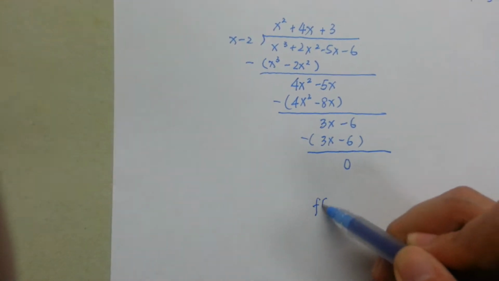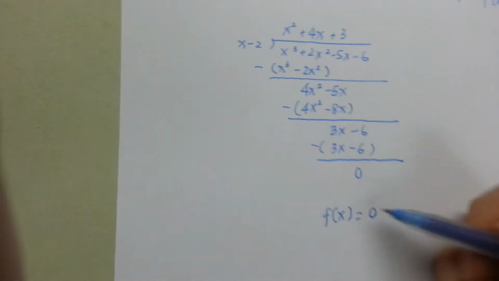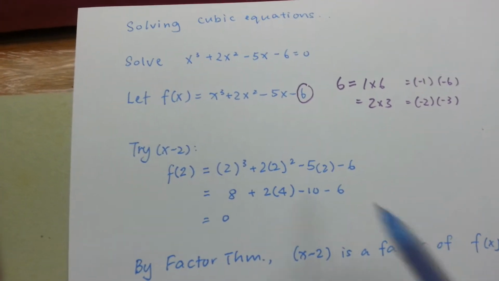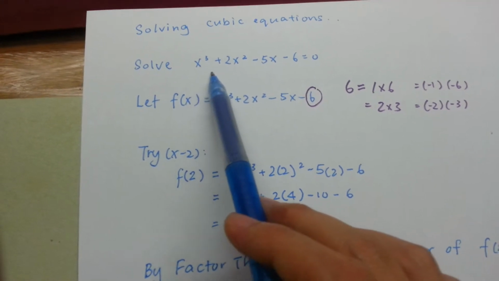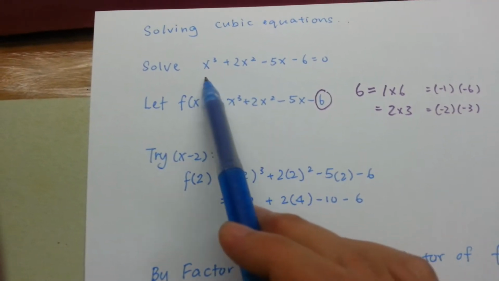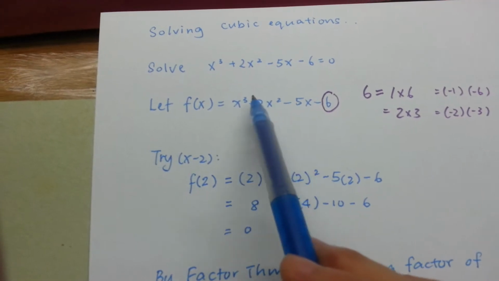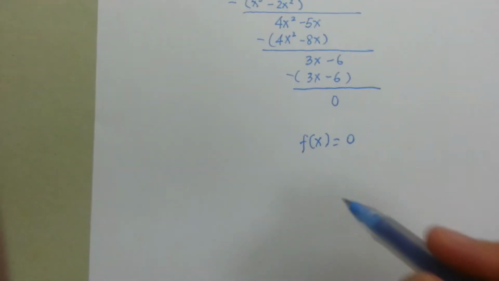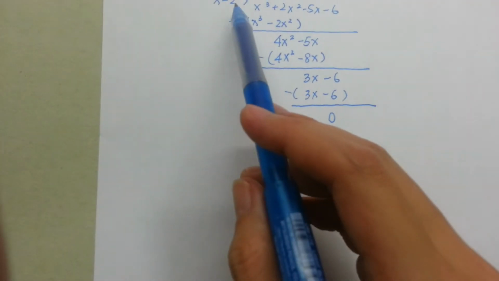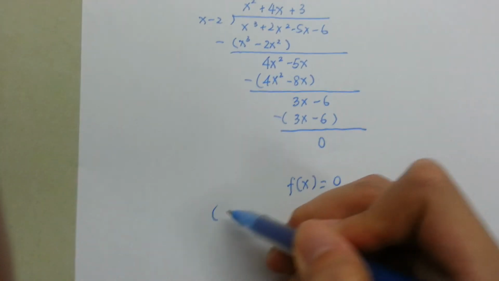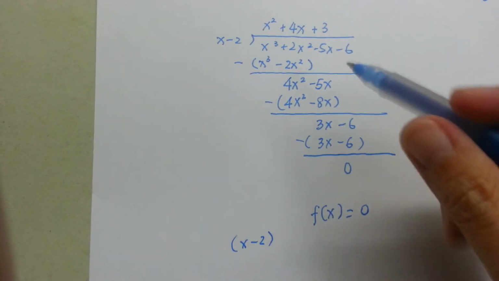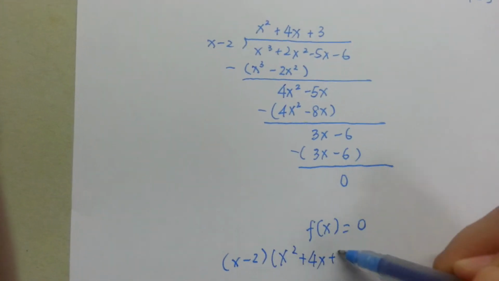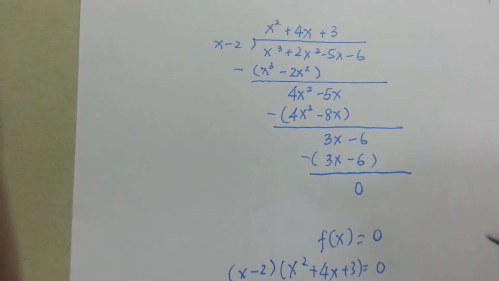So the question wants us to solve fx equals to 0. Let's remind you. The question says solve this. And the left hand side we have left it to be fx. So now solve fx equals 0. Let me come back. So what's fx? After we have seen the long division, you can take x minus 2 and the quotient x squared plus 4x plus 3 equals to 0.